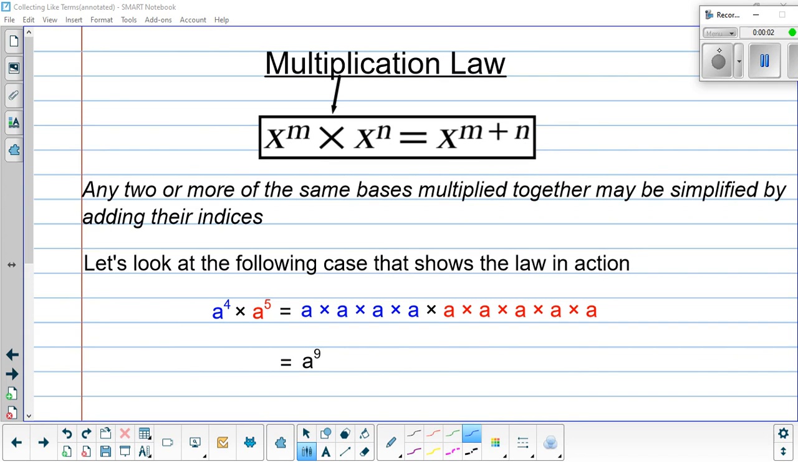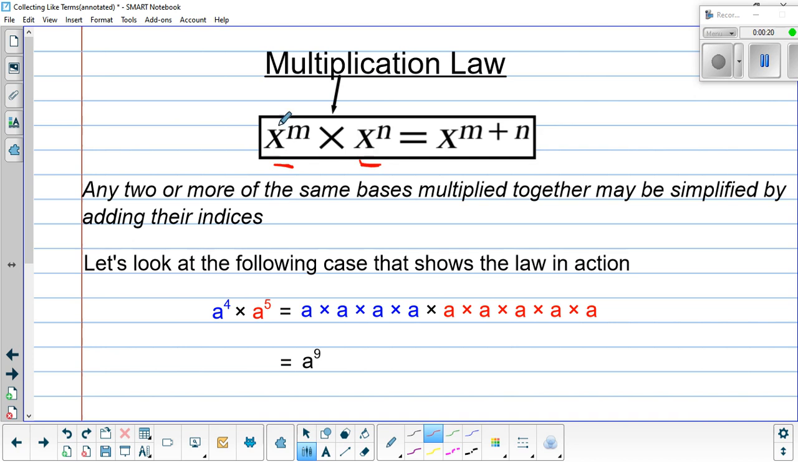Hi, welcome back. And we're looking at the Law of Indices, multiplication law. So this is before when I was saying, how can we combine things that have different powers? Well, we can only do this if they're multiplied together and have the same base. Okay, so in here we have x to the m times by x to the n.